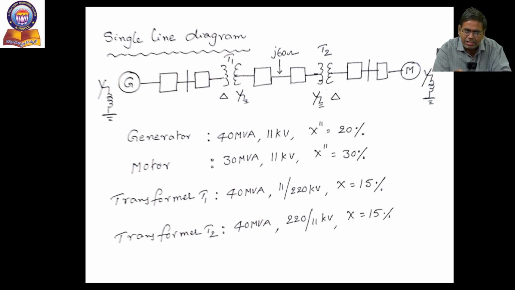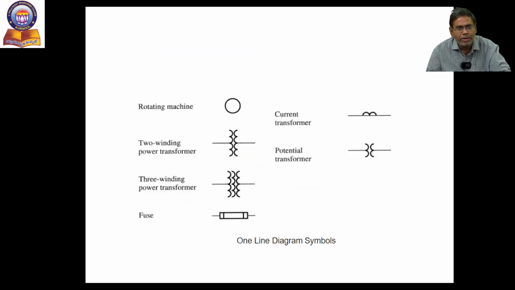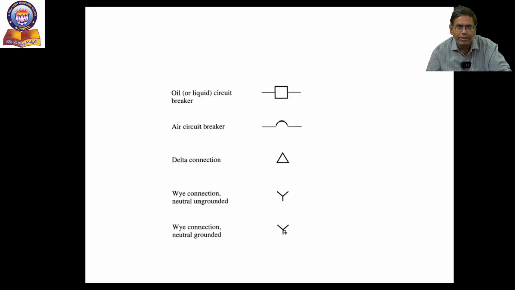These rectangular boxes represent circuit breakers. A circuit breaker is a device which opens automatically or manually when a fault occurs. To simplify this single line diagram for short circuit calculation, it can be represented as an equivalent impedance diagram. These are the symbols for a rotating machine, two-winding transformer and three-winding transformer, fuses, current transformer and potential transformer. These symbols are used in single line diagrams. Then there are oil circuit breakers and air circuit breakers, delta connection, and star connection with neutral grounded.